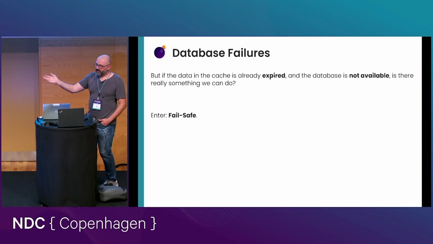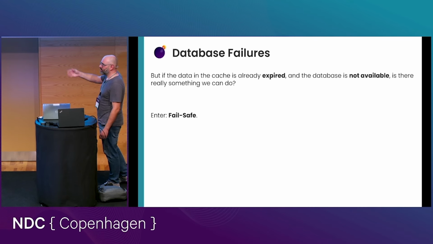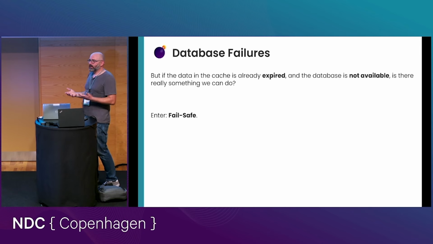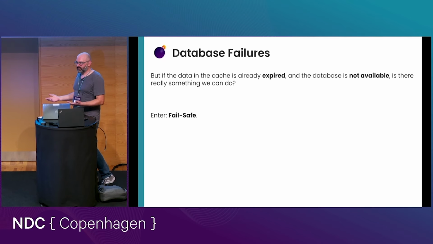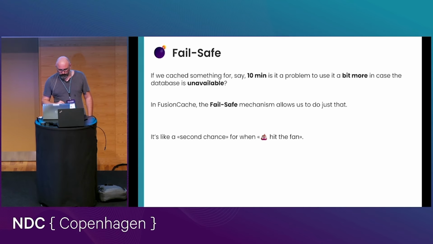So the data in the cache is expired. And the database in this moment is not available, or unreachable, or down, or whatever. Is there really something we can do? Because we need to get the data from somewhere, and the data is gone, and the database is down. So, fail-safe. This is a FusionCache feature.